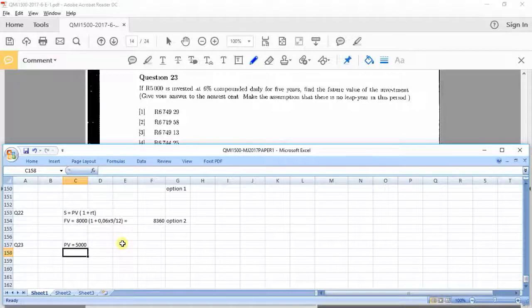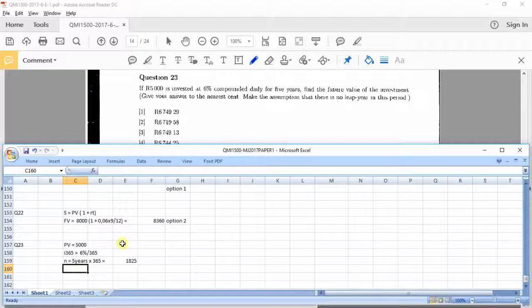5,000 invested, so that's PV. 5,000 at 6% compounded daily, so I/365 is the rate. The rate is 6% divided by 365 days. For 5 years, N is 5 years times 365 days, which gives you however many days. 5 times 365 gives you that. Yes. Next.